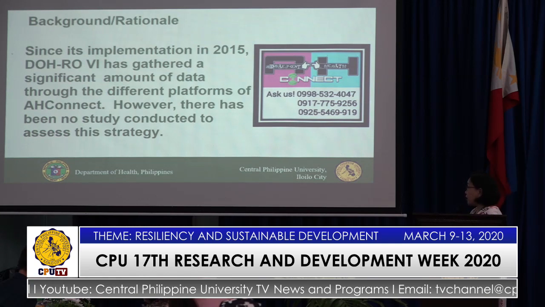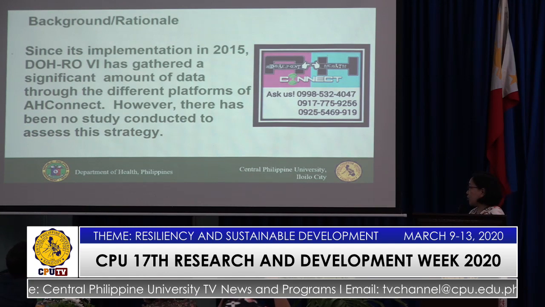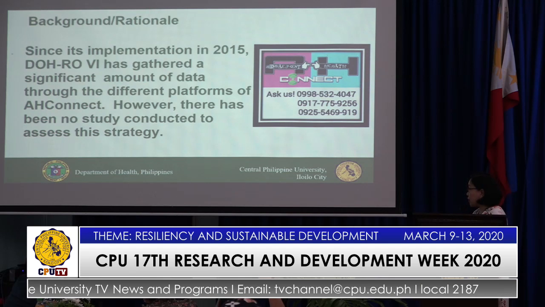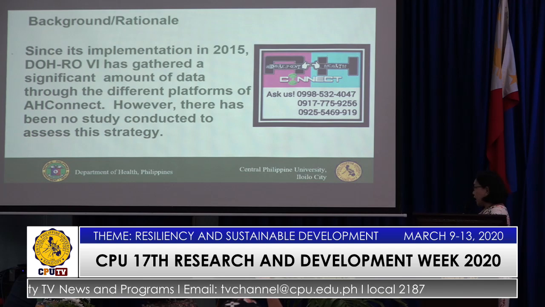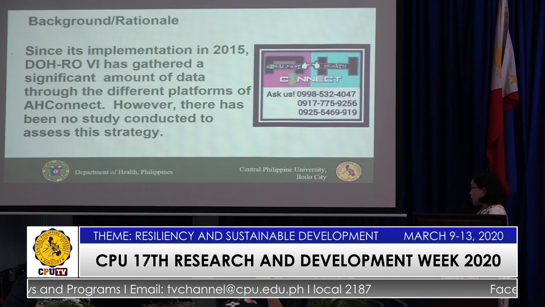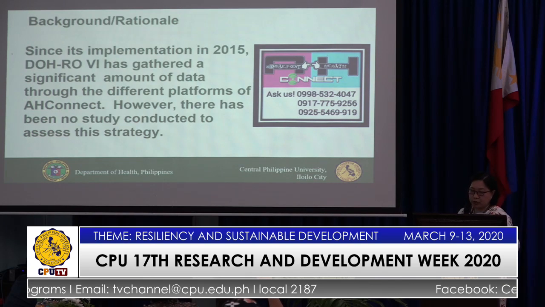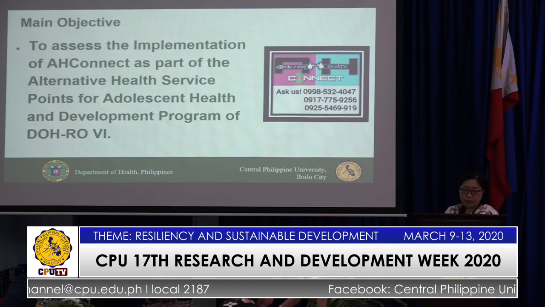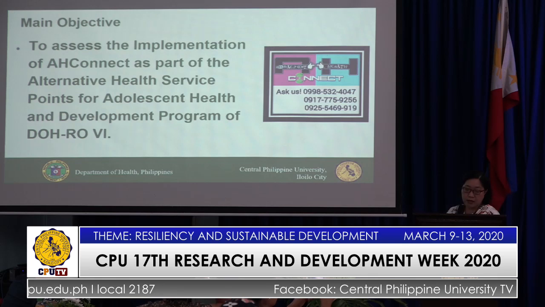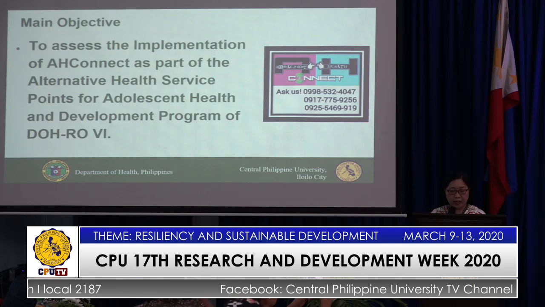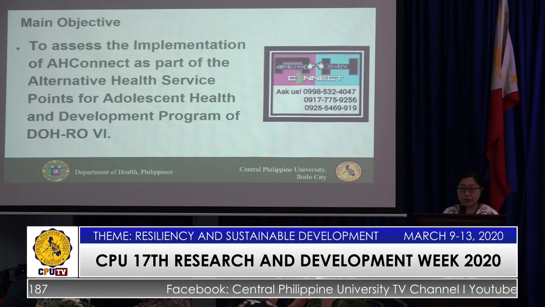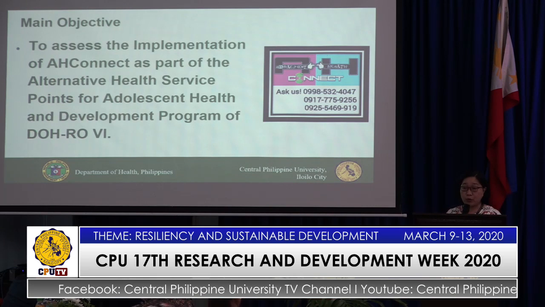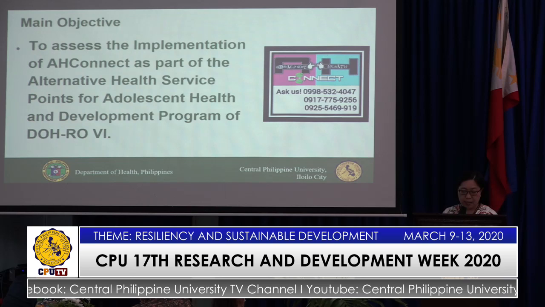Since its implementation in 2015, DOH Region 6 has gathered a significant amount of data through the different platforms of AH Connect. However, there has been no study conducted to assess this. So in this study, our main objective was to assess the implementation of AH Connect as part of the alternative health service points for adolescent health and development program of DOH Region 6.